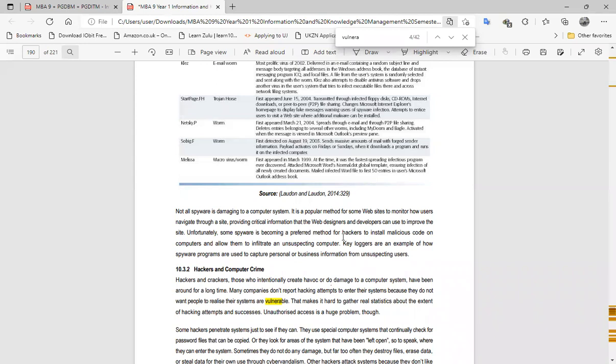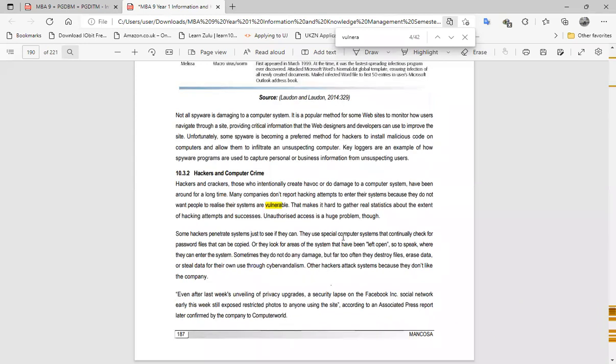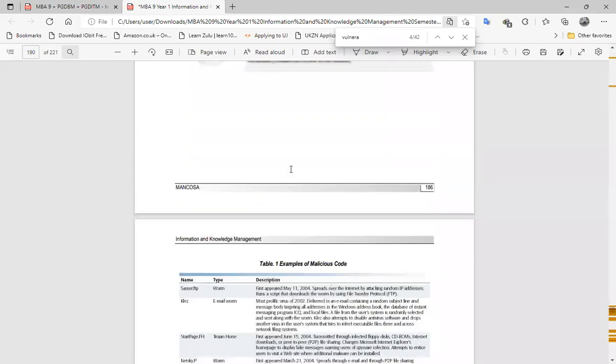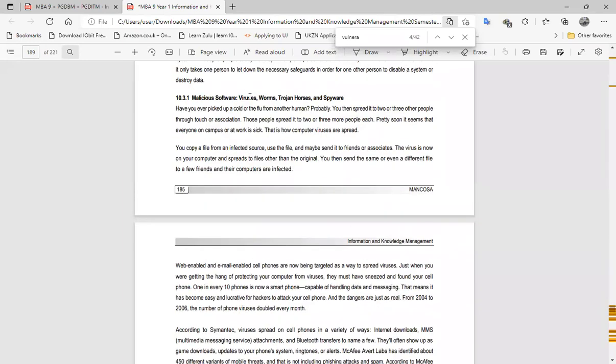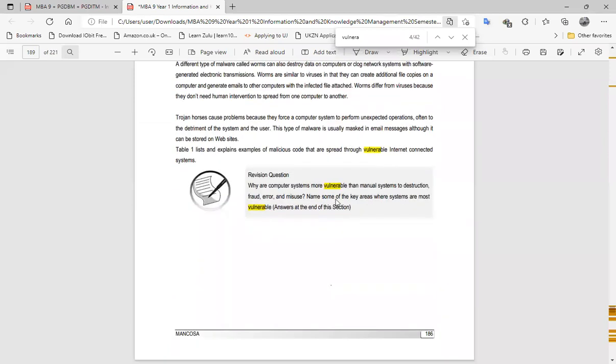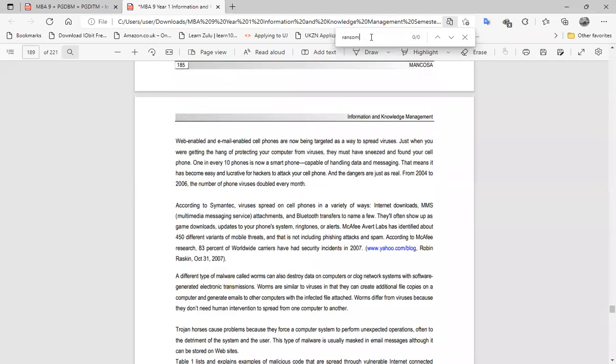So here we talked about actually four of them. We talked about viruses, worms, Trojans or Trojan horse, spyware, and then I talked of something else on top, which is called ransomware. I'm not so sure if they talked about it here, but let me see. Okay, so they didn't talk about ransomware here. Let's go back.